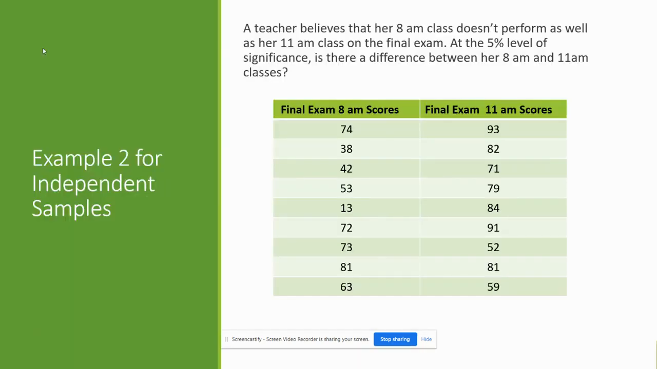So let's go here. A teacher believes that her 8 a.m. class doesn't perform as well as her 11 a.m. class on the final exam. At the 5% level of significance, is there a difference between her 8 a.m. and 11 a.m. classes? So here on the left is her 8 a.m. final exam scores, and here on the right is her 11 a.m. final exam scores. Two different samples. They're independent of each other.